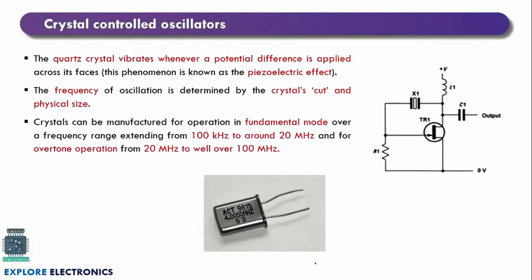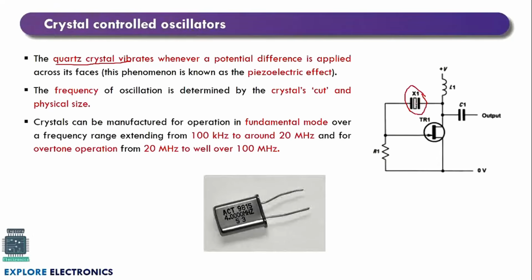And then we have the crystal oscillator. Crystal oscillator is again a kind of oscillator where we are going to use a crystal within the device. In an oscillator circuit, we will be having a crystal. Here in the circuit you can observe this X1 is a crystal. Here they have considered it as a quartz crystal. This quartz crystal is going to vibrate when the potential difference is applied. When we apply the voltage across the crystal, the crystal is going to vibrate.